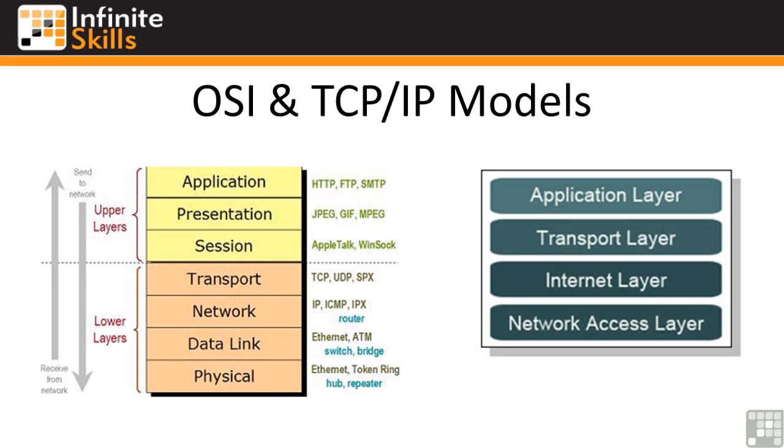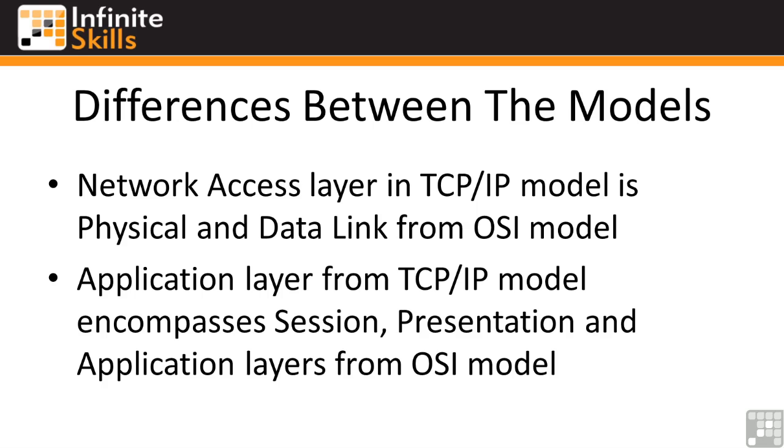Above that, we've got session, which is AppleTalk and WinSock, for example. The presentation layer, which is layer 6, so we've got image files and video files there, so JPEGs, GIFs, MPEGs. And finally, at the application layer, or layer 7, we've got things like HTTP, FTP, and SMTP. So application protocols are at the application layer. Now, there are just a couple of differences between the models. In the TCP/IP model, we've got the network access layer, and that's really the same as the physical and data link layer from the OSI model.